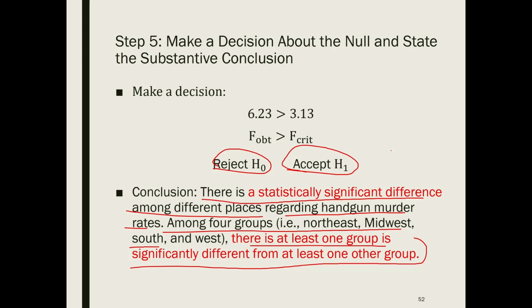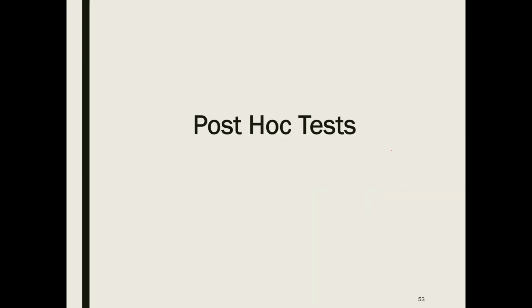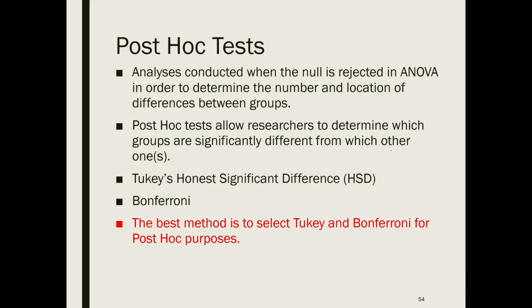We still cannot know which one is different from the other, because, like I mentioned 25 minutes ago, a simple ANOVA test like this gives you an F value that only answers whether at least one group is different from at least one other group. It does not tell you, if there is a significant difference, which two are significantly different, right? It doesn't give you that answer. So if you want to see that answer, you have to go through the post-hoc test.